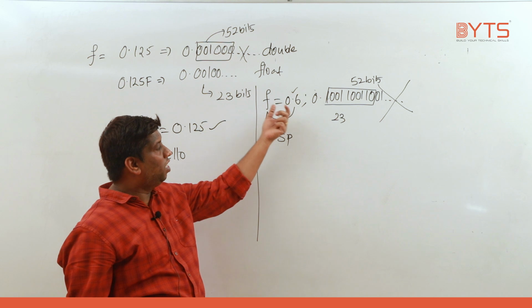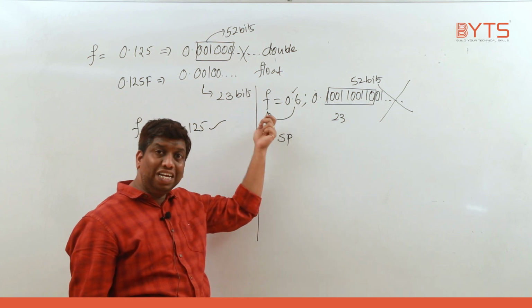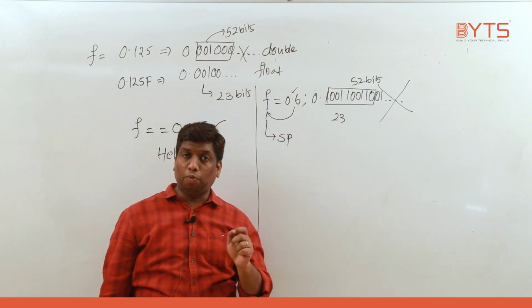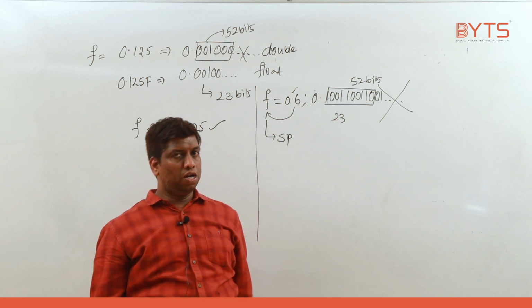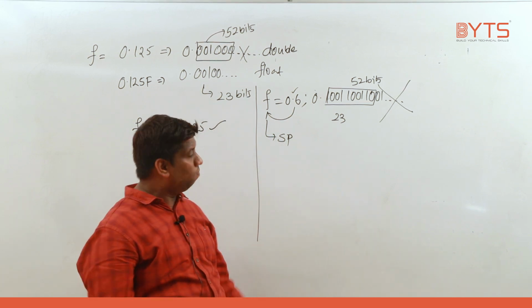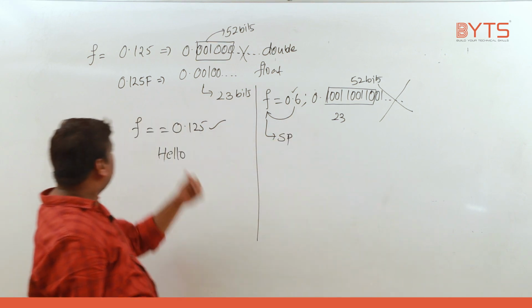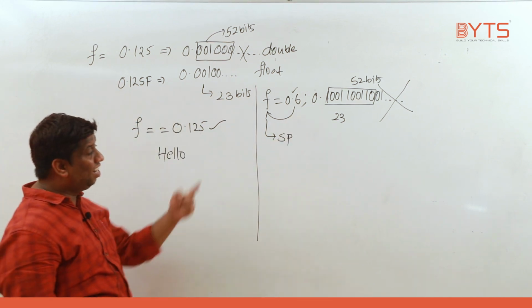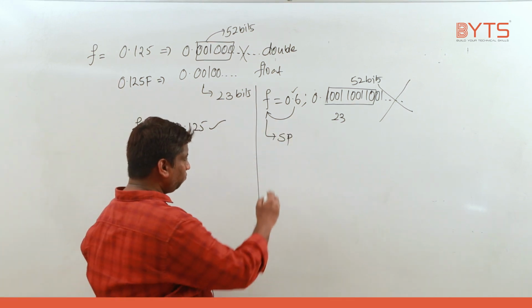So whenever we are assigning double precision data to a single precision variable, there is possible precision loss. I am telling possible. Possible means what? It might or it might not. Here precision loss happened, here precision loss did not happen. That really depends on what value you assign.